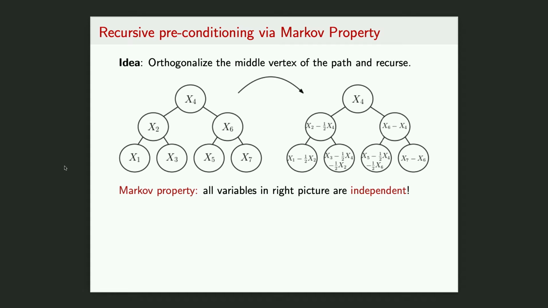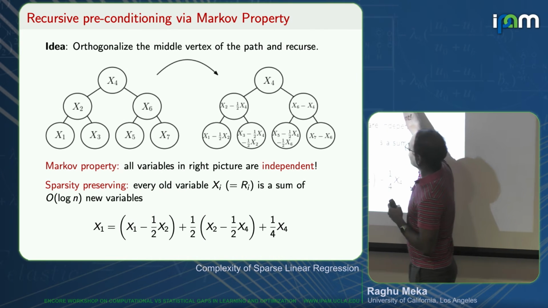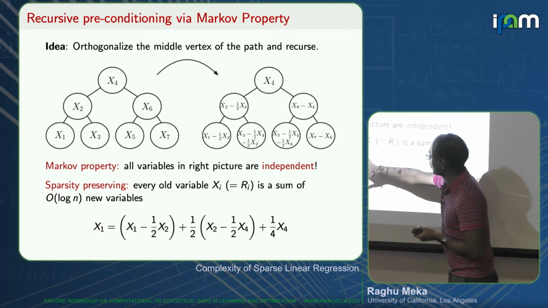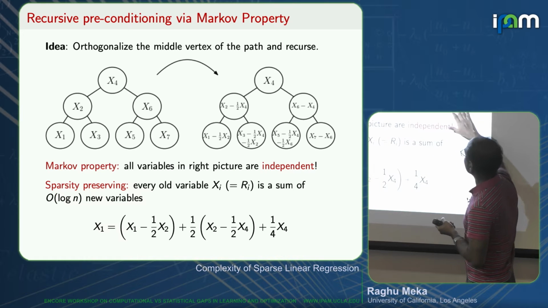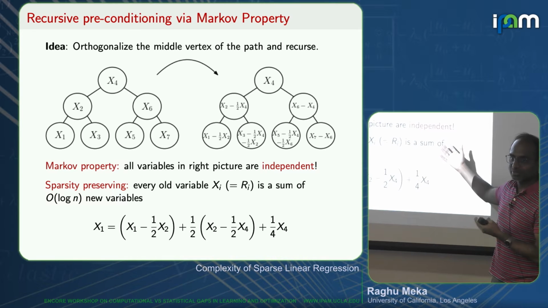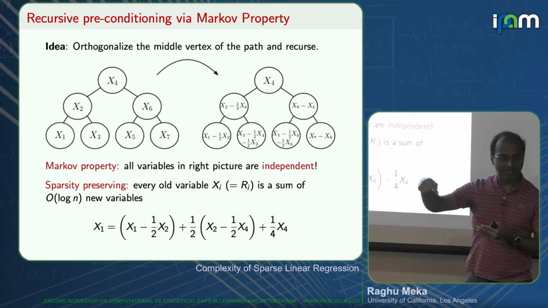So these variables, if I call these my new variables, their condition number is going to be 1 or very small. And what's the advantage? Each of the xi's is also a sparse combination of the new variables. Okay? So if I want to generate x1 from these new variables, how do I do it? I can write it as a combination of the new variables that I introduced. And the blow up in sparsity is only the depth of the tree.